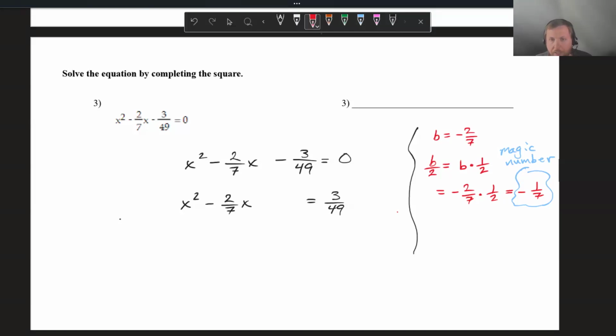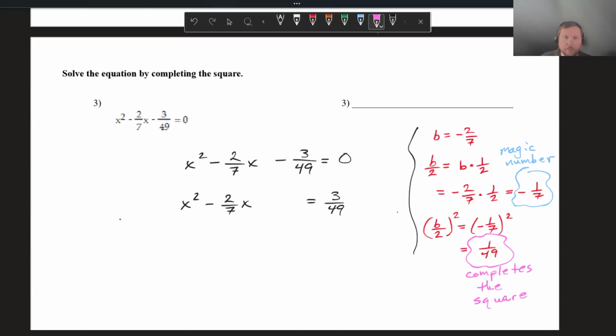Then I'm going to take that magic number and I'm going to square it. So I get 1/49. This number completes the square. So I'm going to add 1/49 to each side of the equation.